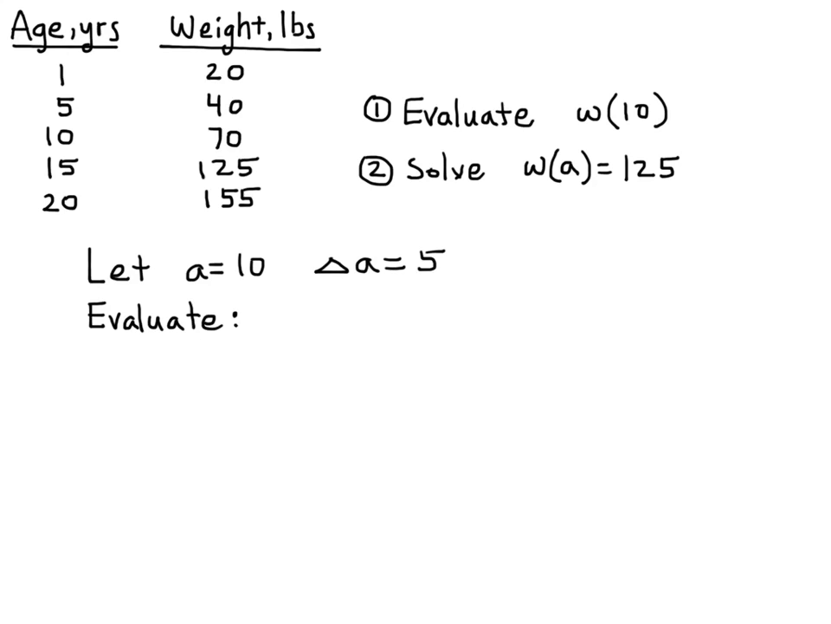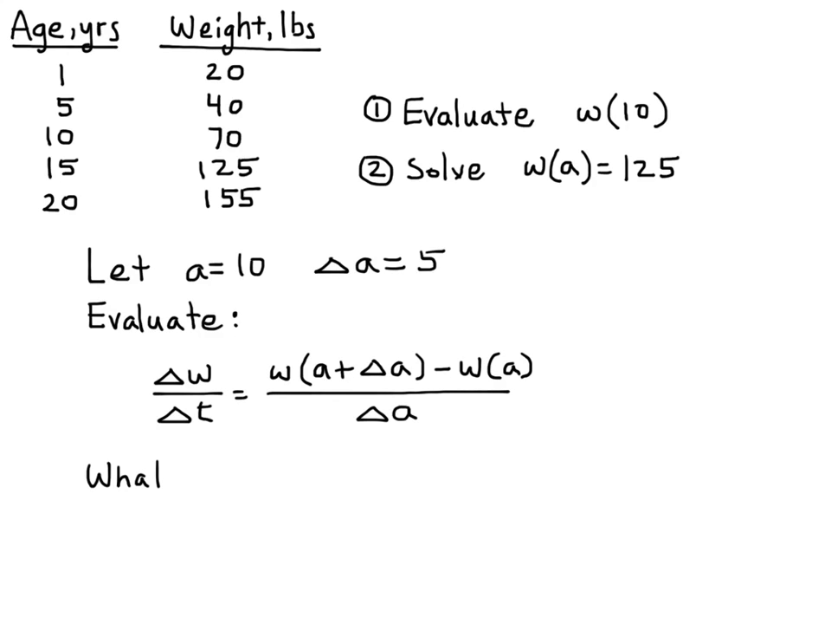Okay, so let's look at a little different notation here and go to this quotient that we've seen before in the derivative presentation. So I'm going to say let a equals 10. So we're going to say 10 years. And when we talk about delta a, we're talking about differences in a, right? So we're talking about a2 minus a1 equals delta a. So we're talking about 5.